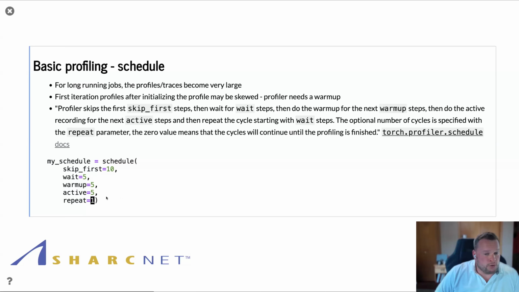But if we set this to 2 or 3, after our active capture, we'll go back to our wait, wait 5 steps and then repeat our capture. And that'll go for as many times as you set repeat. If you set repeat to 0, it will run through all of the iterations that you step through. So you'll follow the schedule through the entire training or validation.